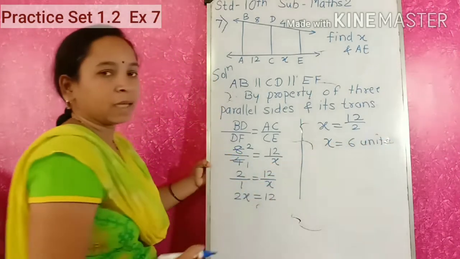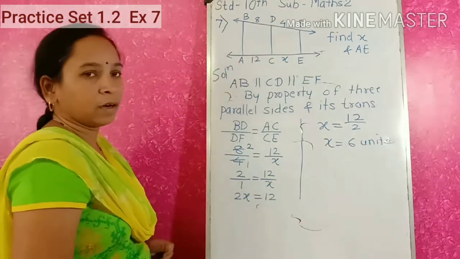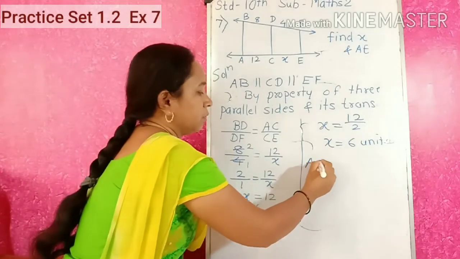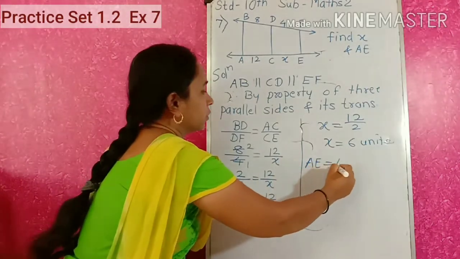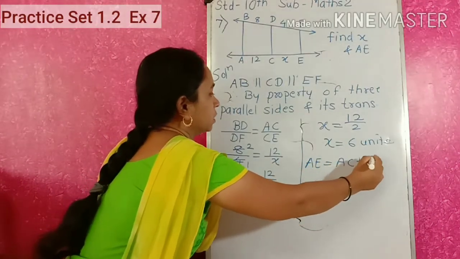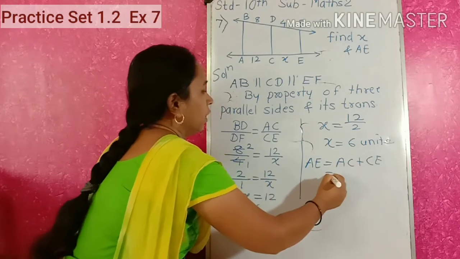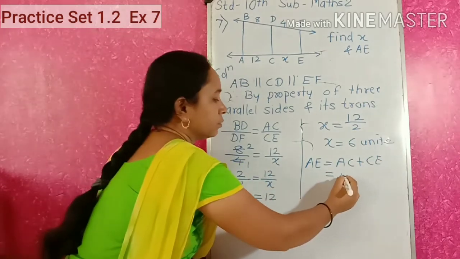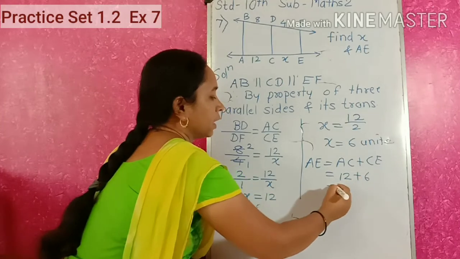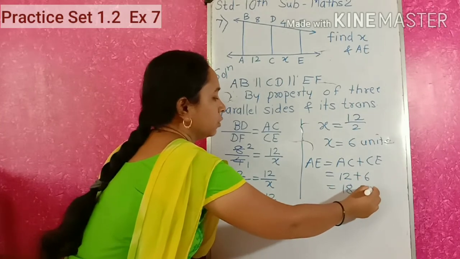This is the X value. They asked you to find AE. What is AE? AE is equal to AC plus CE. AC is 12 plus 6, that means the answer is 18 units.